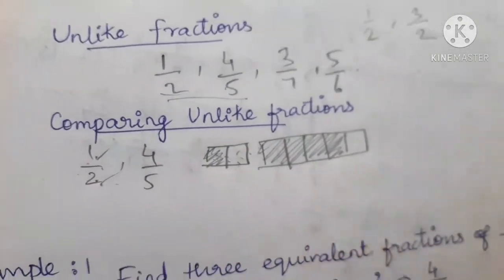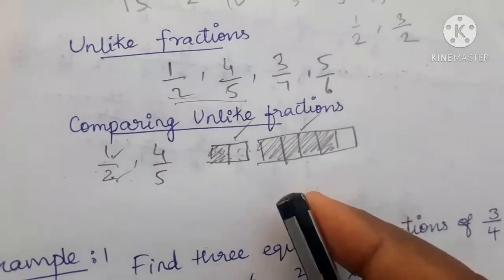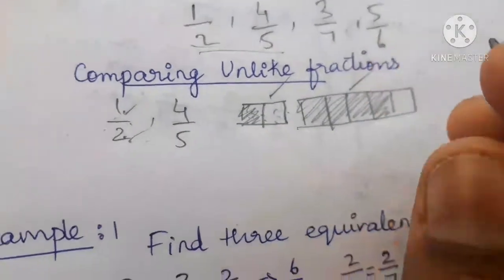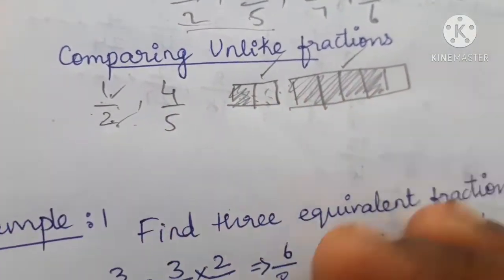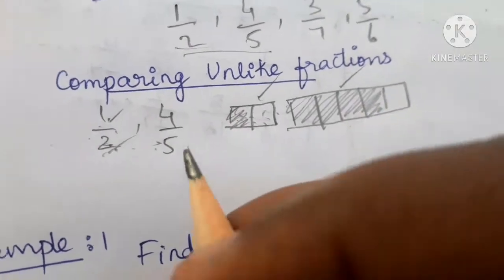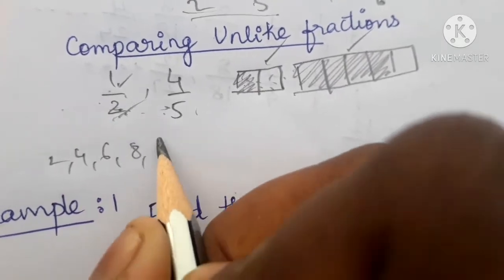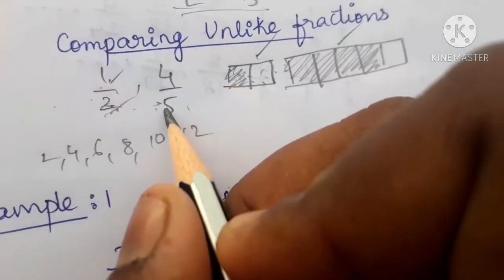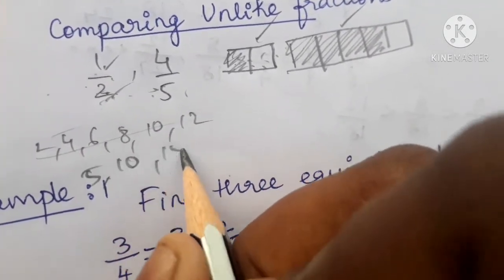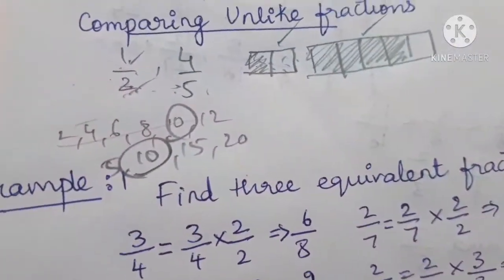Okay, we should know which is greater. This is greater or this is greater. So we should take the LCM of the denominators. LCM means least common multiple. So we should take the least common multiple of 2 and 5. So you should write the multiples of 2: 2, 4, 6, 8, 10, 12, like that. Okay, sorry, those are multiples. So for 5: 5, 10, 15, 20. So we have got a common multiple first itself, which is 10.